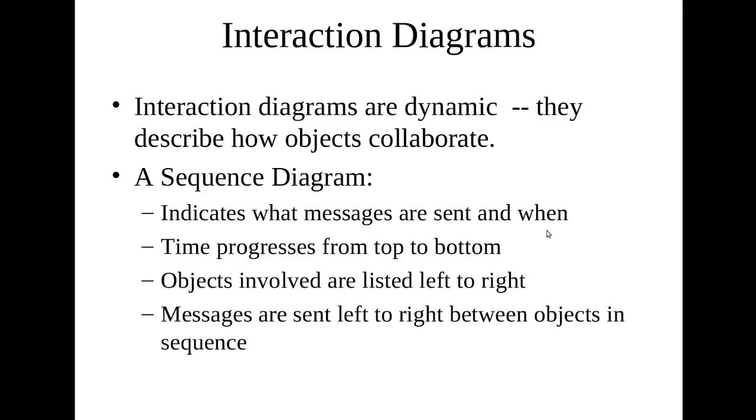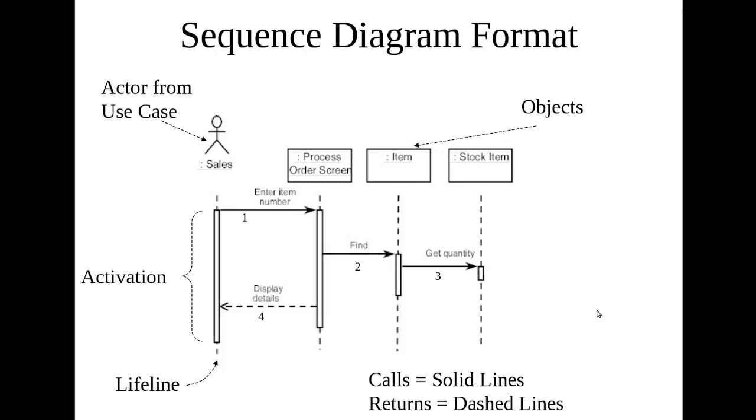Okay. Now here you can see objects involved are listed left to right. Left to right means in a horizontal fashion, and the time will move in a vertical downward fashion. Now messages are sent left to right between the objects. Okay, so you see this example. These are the objects you can see, and this is one actor. These objects are the part of your system. However, this is an actor who will be interacting with the system, right?